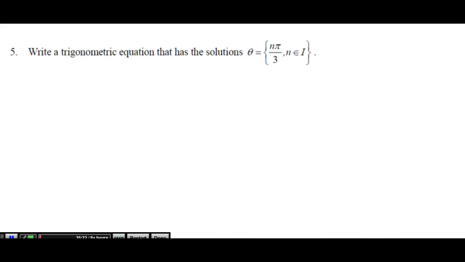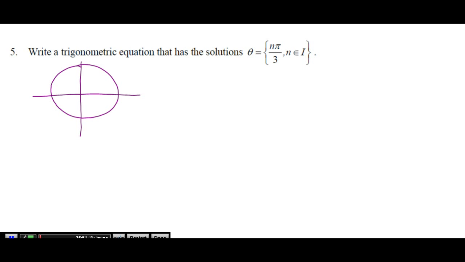Write a trig equation. Oh, okay, this is kind of interesting. It's a variation now. We've got to write an equation that has solutions of n pi over 3, where n belongs to the integers. Okay, so let's sketch this out. Unit circle. Okay, so what's the first pi over 3?